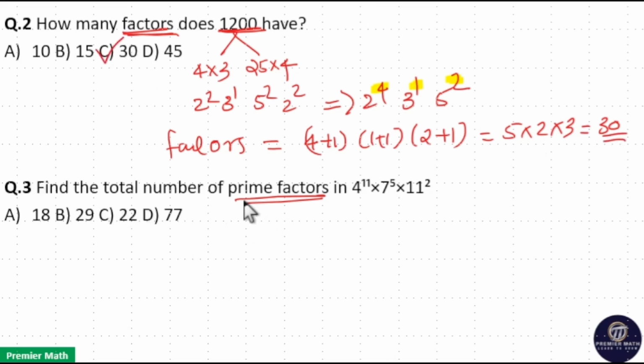Next is, find the total number of prime factors in the following. To get the prime factors, write the bases in prime factors. That is, here 4 is equal to 2 squared. Then 4 raised to 11 becomes 2 raised to 22.